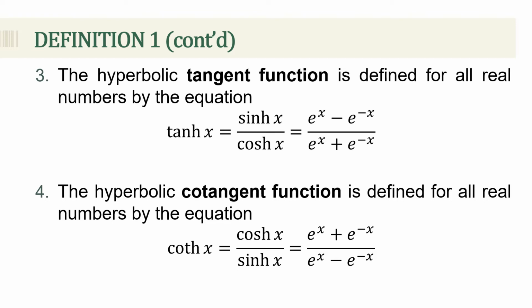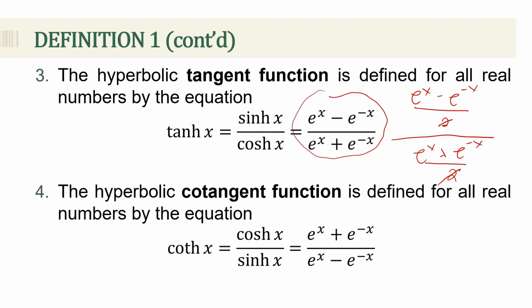Originally, this is e raised to x minus e raised to negative x over 2 divided by e raised to x plus e raised to negative x over 2. The 2 cancels, so this is what is left. On the other hand, the hyperbolic cotangent function is defined for all real numbers by the equation hyperbolic cotangent of x is equal to the hyperbolic cosine of x over the hyperbolic sine of x, or that is e raised to x plus e raised to negative x all over e raised to x minus e raised to negative x.